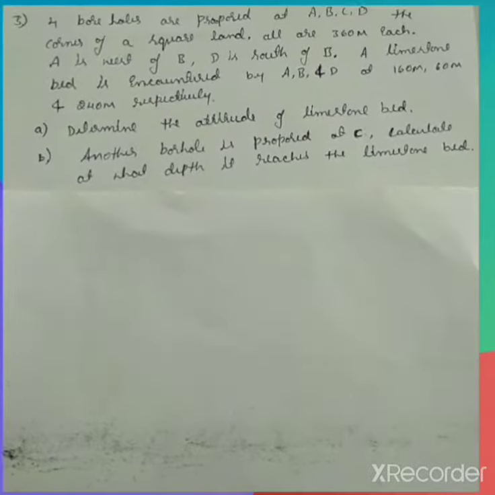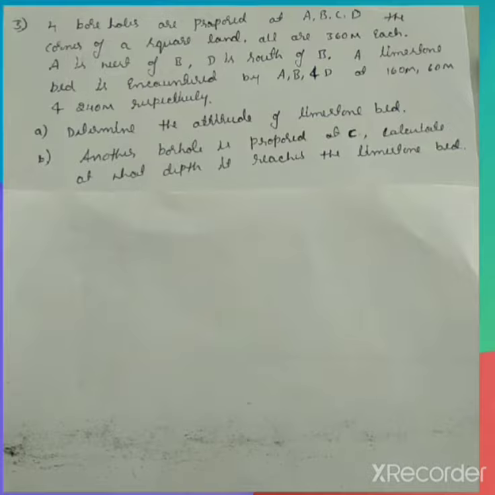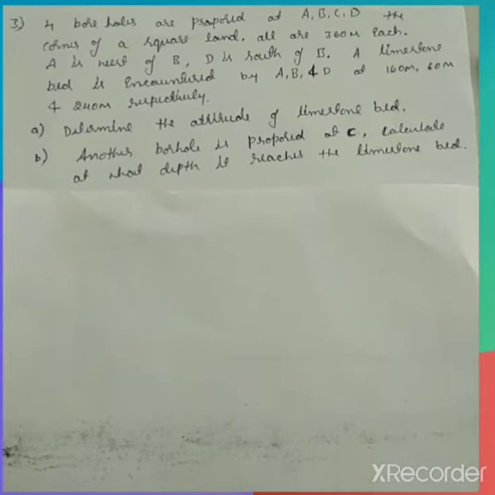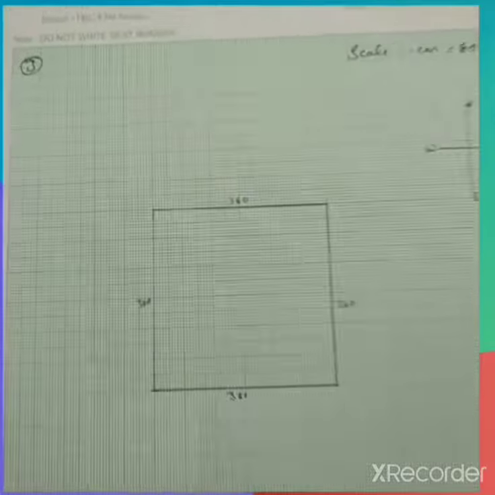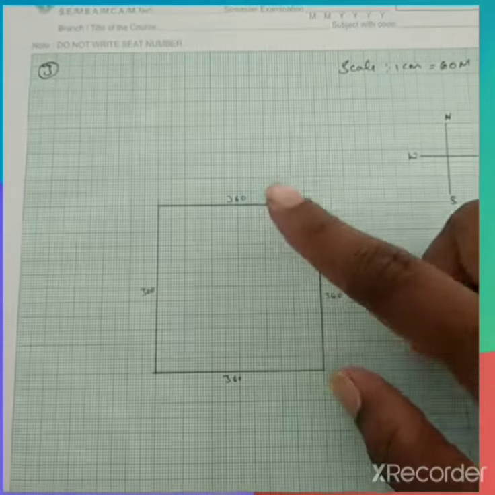Here they ask you to determine the attitude of the limestone bed, which means the behavior of the limestone bed in the form of the true dip amount, true dip direction and the strike direction. As well as another question: another borehole is proposed at C, calculate at what depth it reaches the limestone bed, which means C is situated in one corner of the square land. This is the 4 corners of a square land. All the sides are 360 meter each.